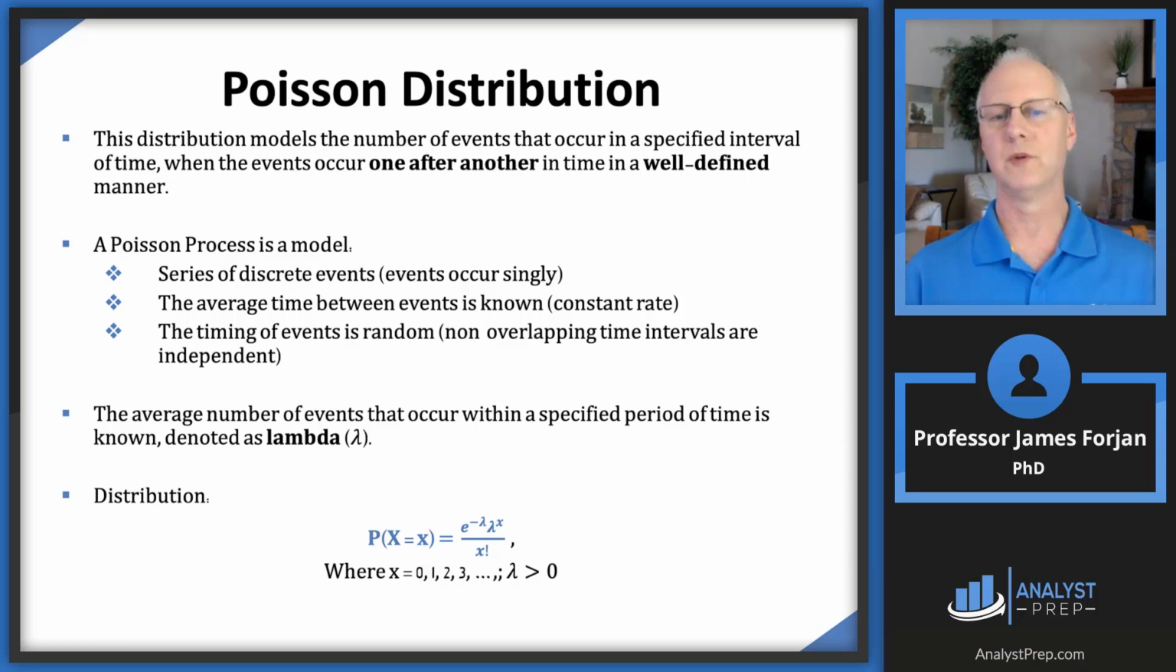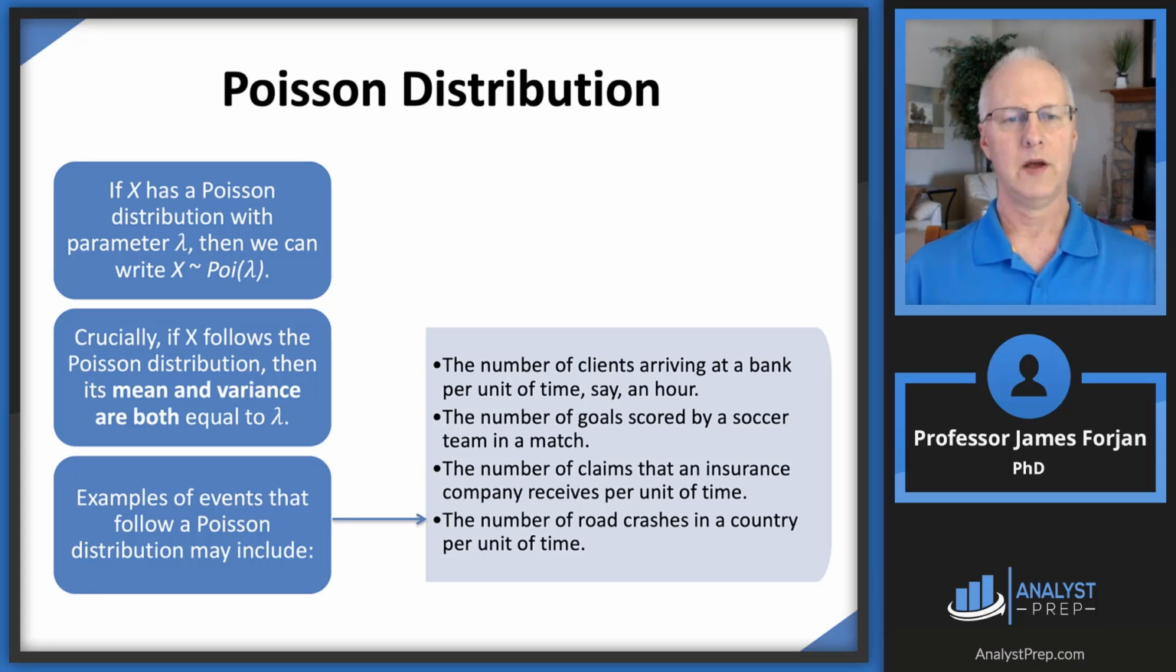So this is the distribution that uses the Greek letter lambda. And there's the distribution formula at the bottom, where you've got to use your little e raised to the x button on the calculator. Now here's the interesting thing about the Poisson distribution, is that if this random variable x follows this distribution, then both the mean and the variance are equal to lambda.